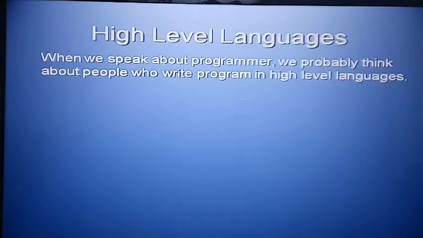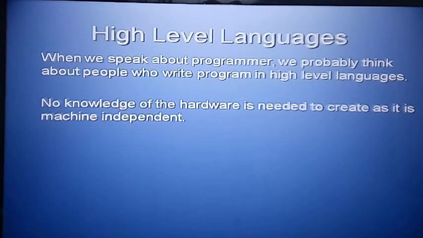When we speak about a program, we probably think about the people who write programs in a high level language. It means this is a user friendly language and easily understood. So this type of language, I write the program in this type of language. So it's called the high level language. High level language is like the English language, so we can easily understand it and easily implement in this language.